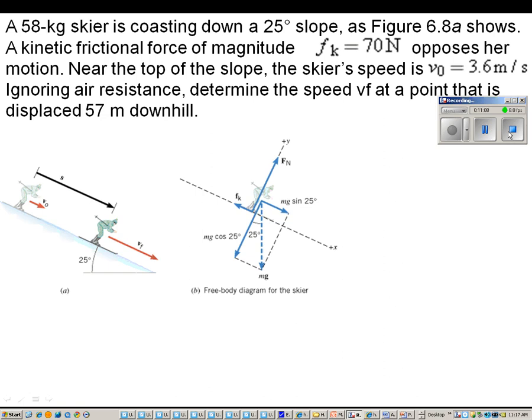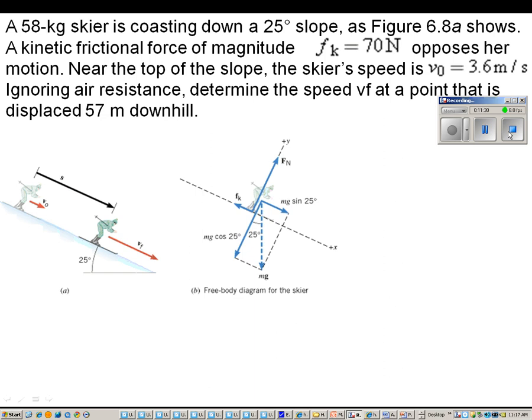What we have here is a 58 kilogram skier coasting down a 25-degree slope. The kinetic frictional force is 70 newtons, and it opposes her motion. Near the top of the slope, the skier's speed is 3.6 meters per second. Ignoring air resistance, determine the final speed at a point that is displaced 57 meters downhill.